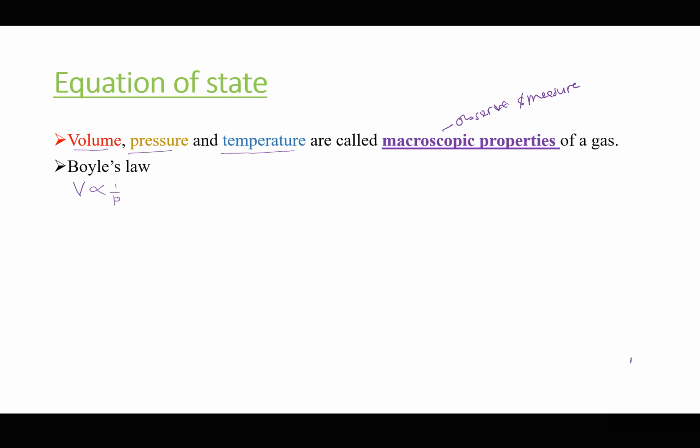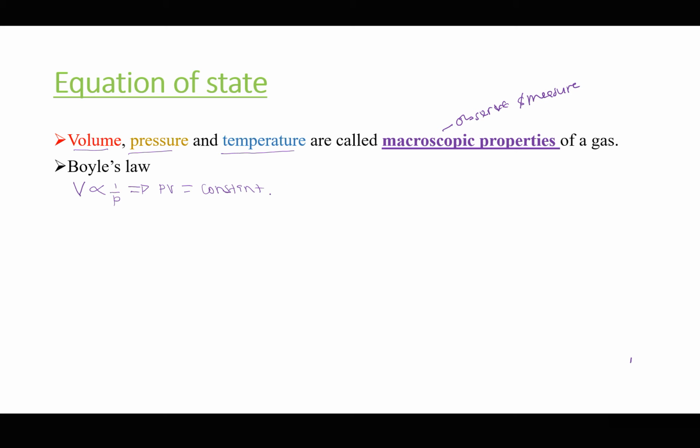Any process which occurs at constant temperature is said to be isothermal. So the volume will be inversely proportional to the pressure of a gas provided the temperature does not change. What does this imply? This therefore implies that pressure times volume should be equal to a constant.